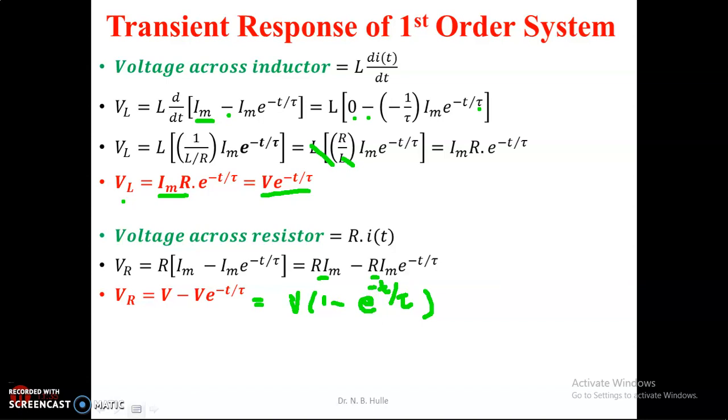Similarly, in the coming videos, we will try to solve problems based on the source-driven and source-free cases, whenever we have the initial condition 0 and when we have some finite initial conditions. We will discuss those things.